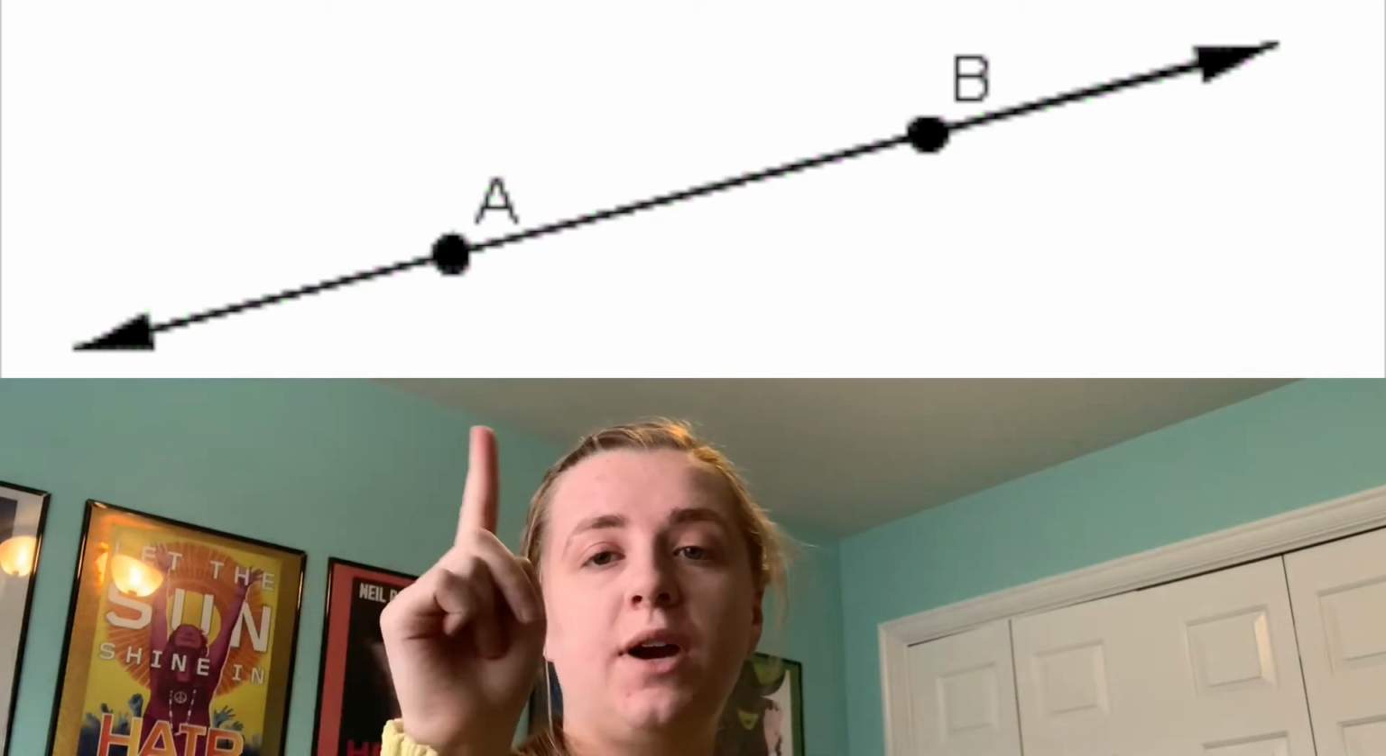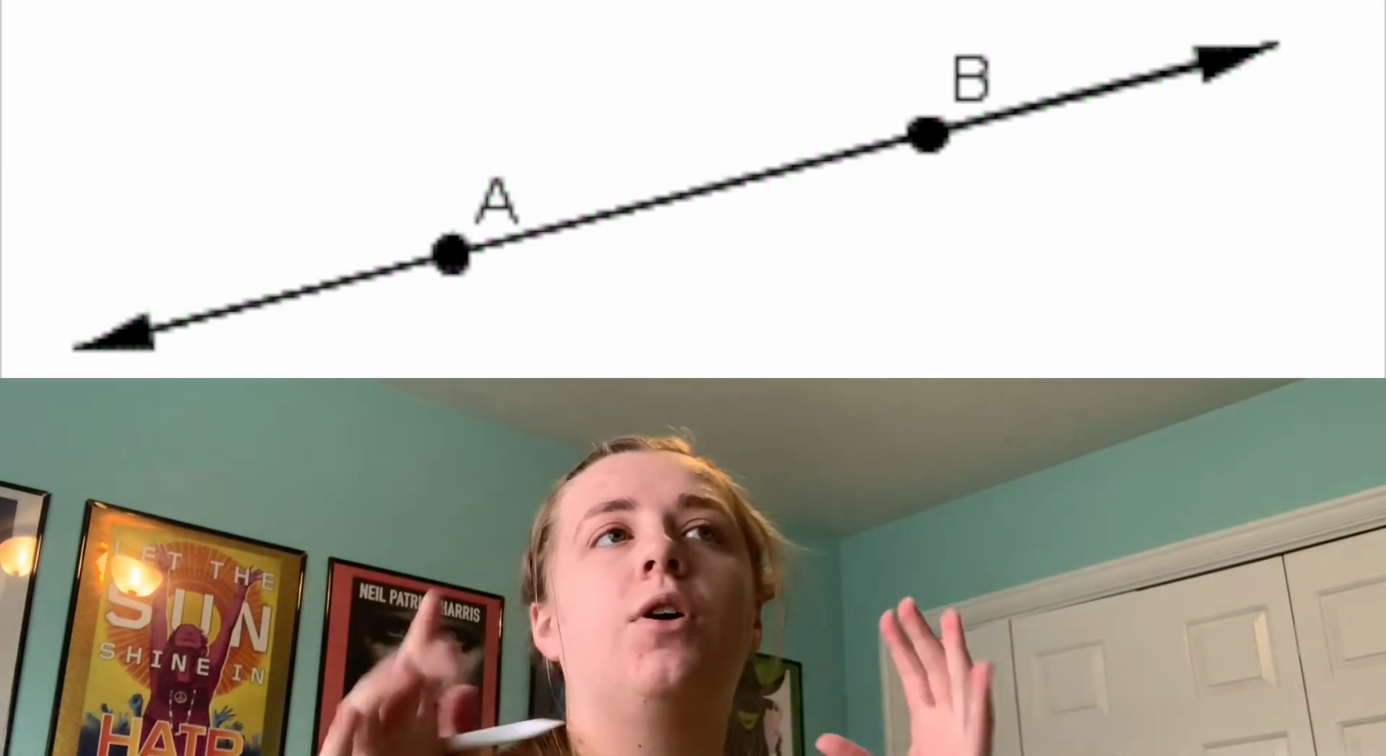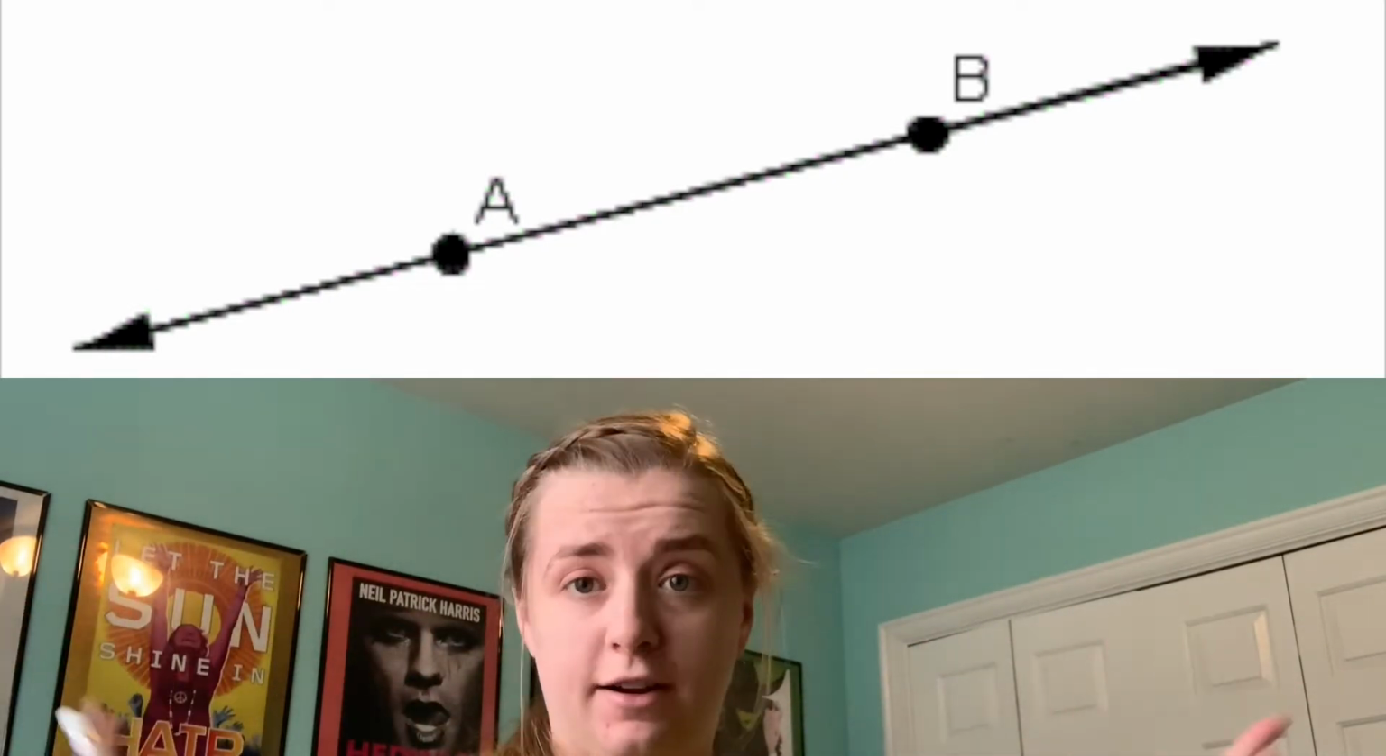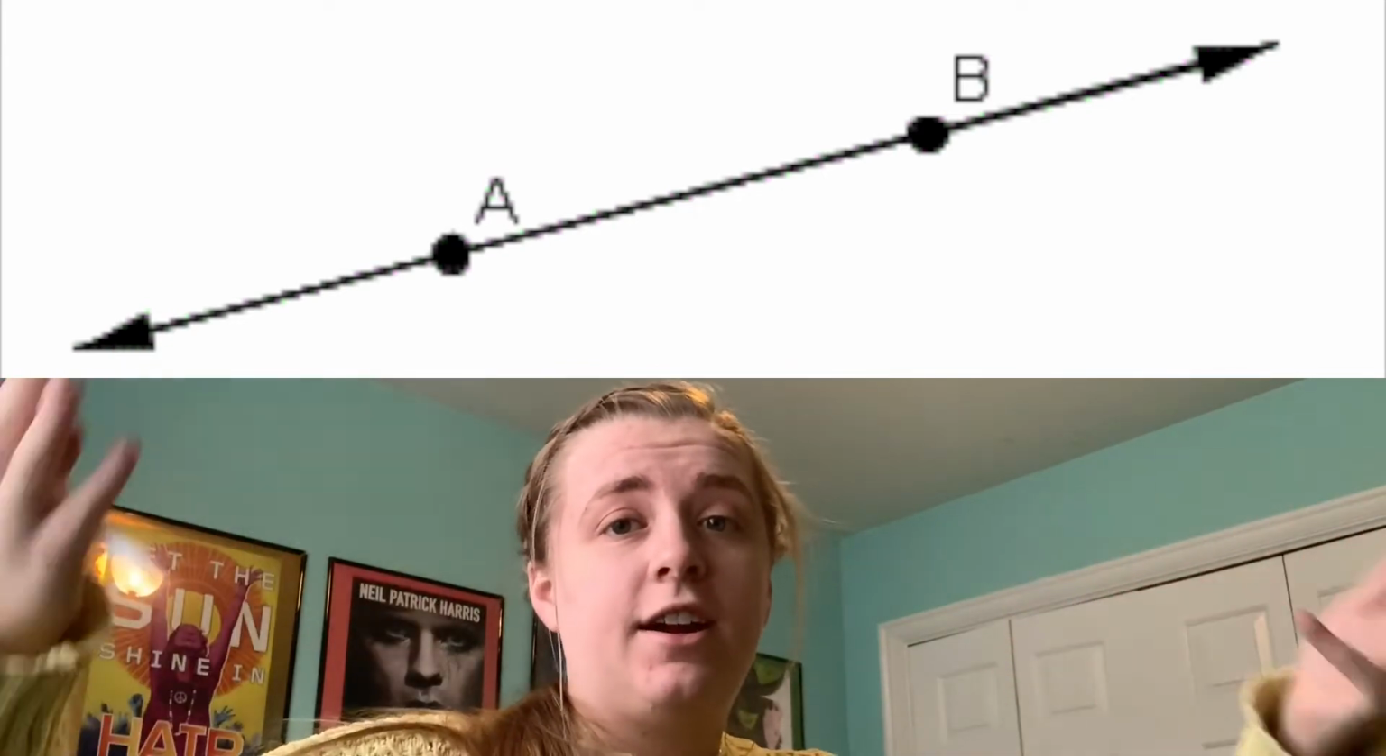Okay, a line. There are two types of line: a line and a line segment. A line is going to have two arrows at the end. These arrows mean that it goes on forever and ever into the space-time continuum, never ending, never shutting down, never stopping.